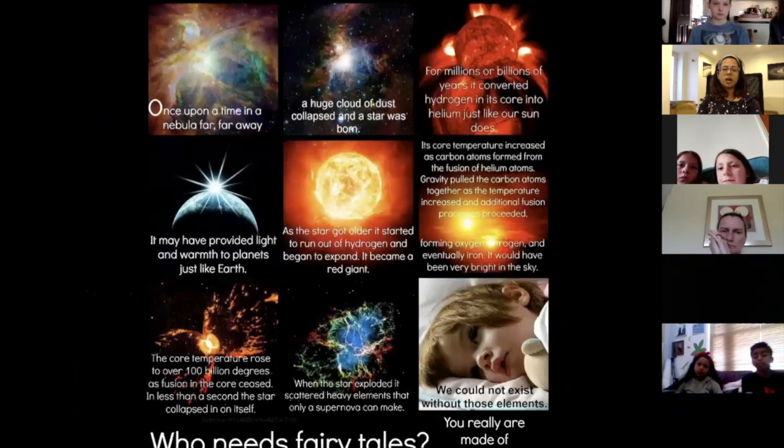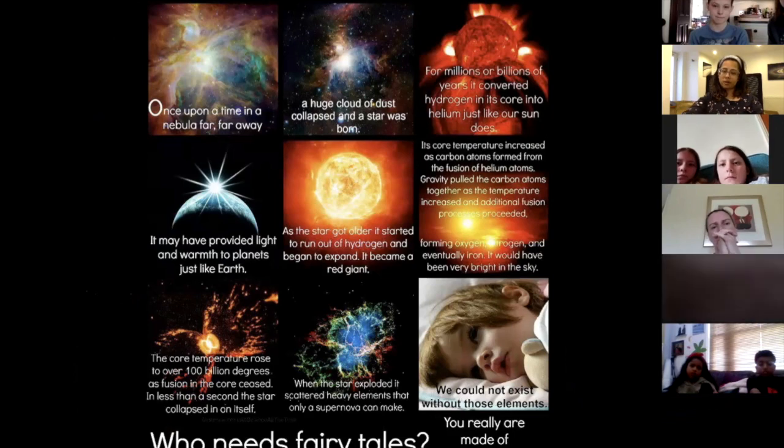So once upon a time, in a nebula far, far away, a huge cloud of dust collapsed and a star was born. And it really is important, the life cycle of a star, because the main thing is that these elements, whether they're low mass or high mass stars, were created during a star's life cycle. So you and everything around you really is made from stardust, which I think is quite a nice idea.